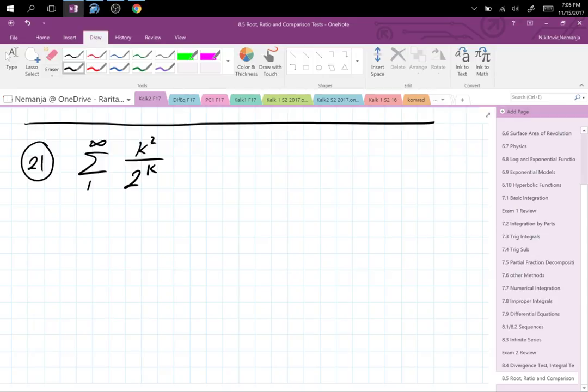I'm lost. What do I do? Right now I have the limit as k goes to infinity, and then k squared over 2 to the k. That's the first thing.